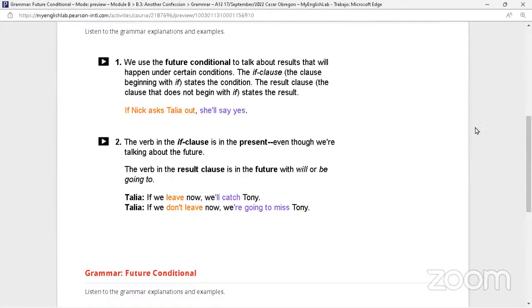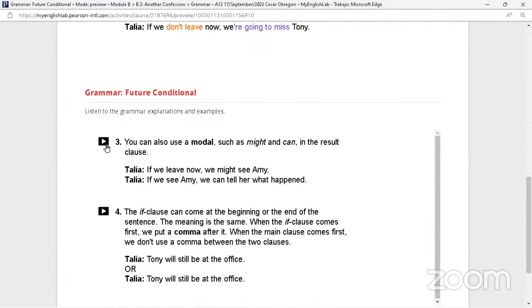Number 3. You can also use a modal, such as might and can, in the result clause. If we leave now, we might see Amy. If we see Amy, we can tell her what happened. So yes, we can use a modal, not only the future. It could be a possibility or a probability also. That's the beauty.